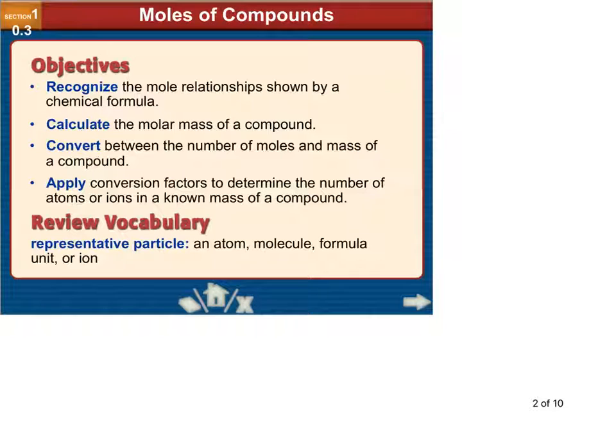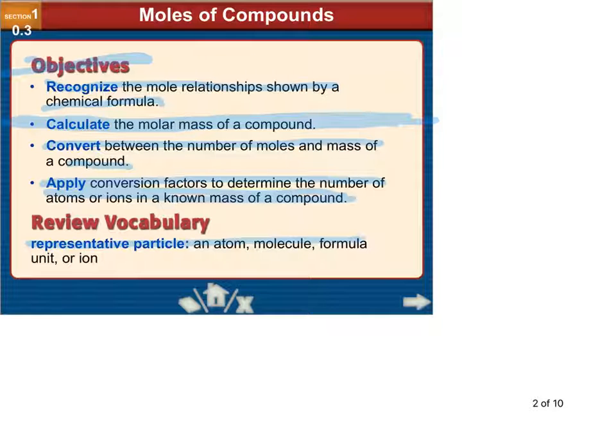Section 10.3 Moles and Compounds. Our objectives: we're going to want to recognize the mole relationship shown by a chemical formula. Calculate the molar mass of a compound, which is a very, very important one. Convert between the numbers of moles and the mass of a compound. That'll be very similar to what we did in the last section. Once we learn how to do the molar mass, apply conversion factors to determine the number of atoms or ions and the known mass of a compound. So a lot of calculation stuff here again.